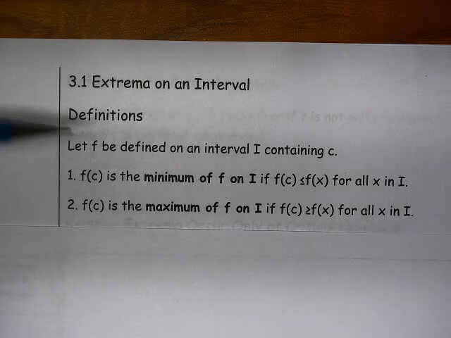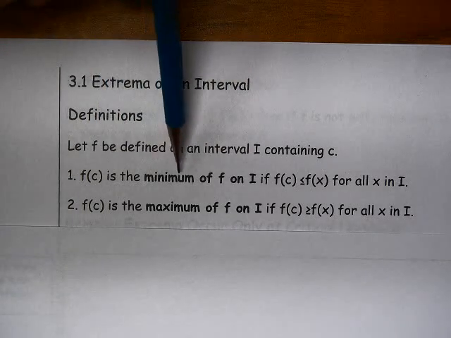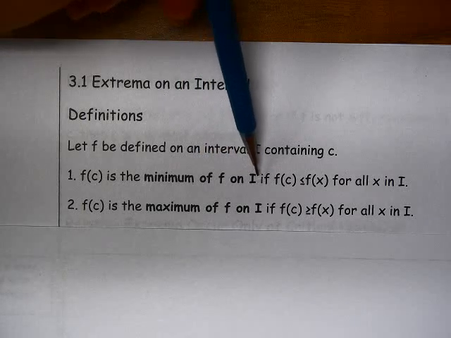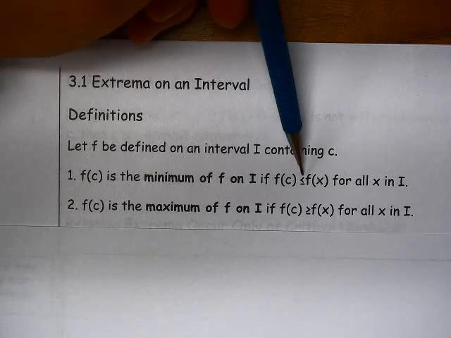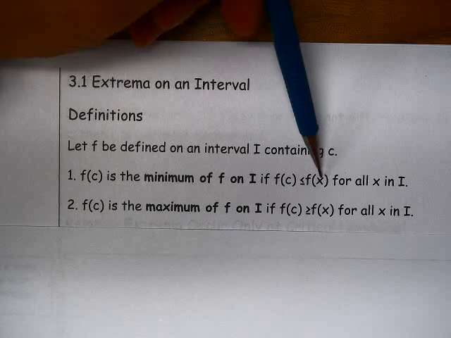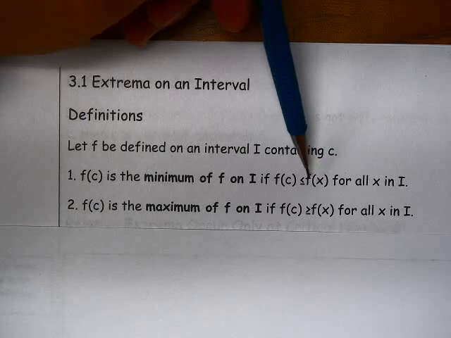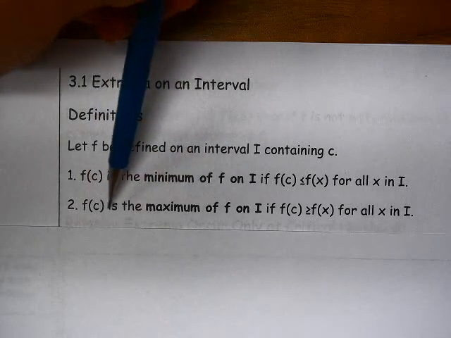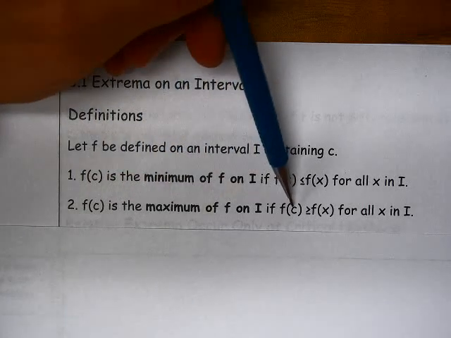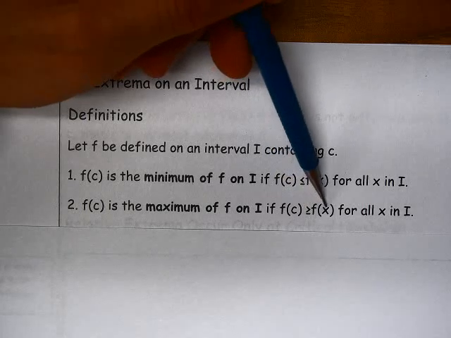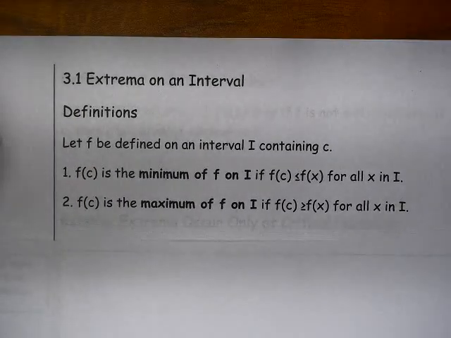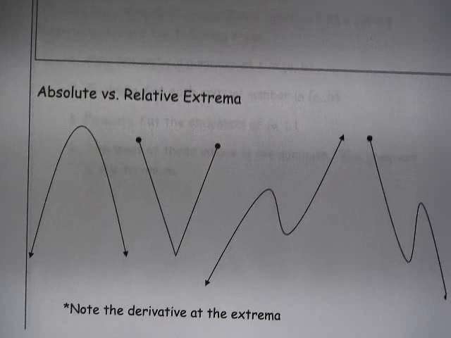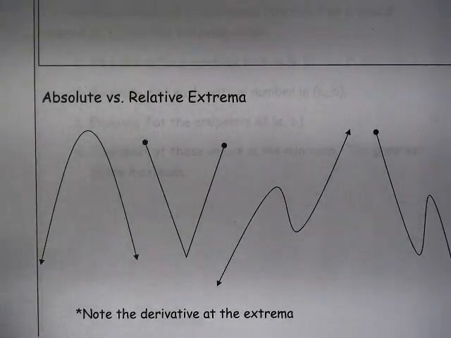And here's the definition. It just means that if f of c is the minimum of some function on an interval I, then that means that the y value there is less than or equal to all the other y values on the interval. And then likewise for the maximum. If f of c is the maximum, then the y value is greater than or equal to any of the other y values on that interval. Okay, so when we talk about minimums and maximums, we can discuss the difference between an absolute maximum or minimum and a relative maximum or minimum.